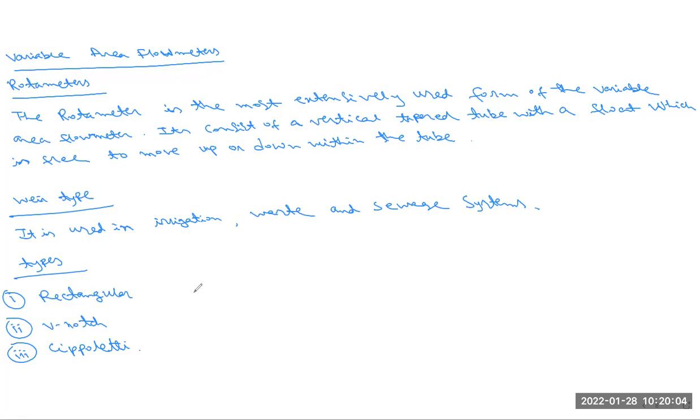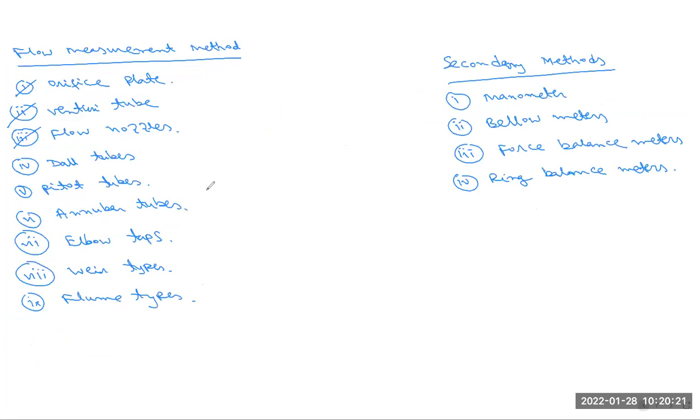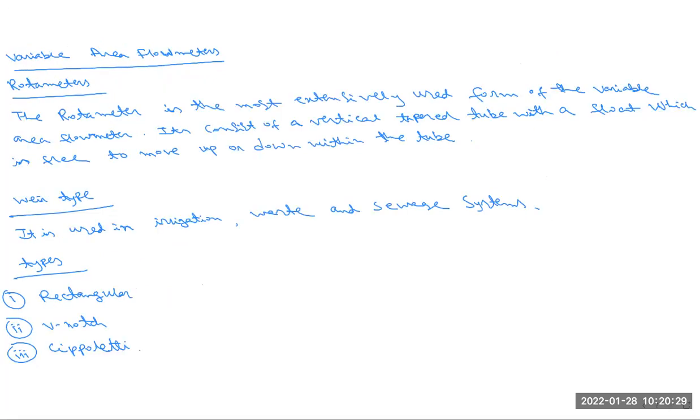There are lots of flow meters that we use in flow control industries. Some are important for your syllabus. These three are very much important: the orifice plate, venturi tube, and flow nozzle methods. You have to read the basic idea at least one time. These are the basic different types of flow measurement methods.